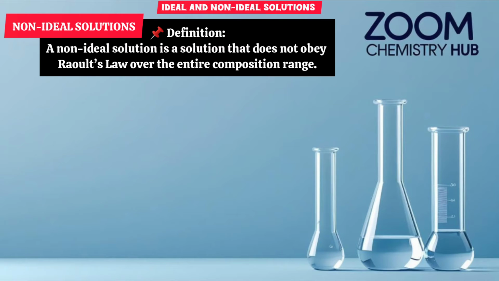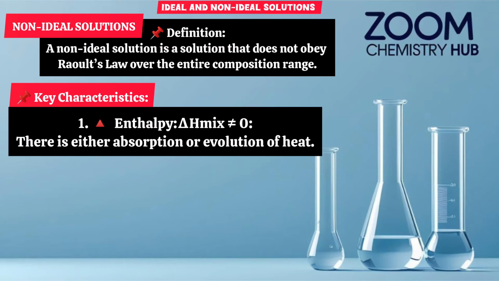non-ideal solutions. So we can define the non-ideal solution as a solution that does not obey Raoult's law over the entire composition range. So the solution which does not obey Raoult's law, this solution is called non-ideal solution. Key characteristics. First, the enthalpy. Del H is not equal to 0. So there is either absorption or evolution of heat during the mixing of the component A and B.